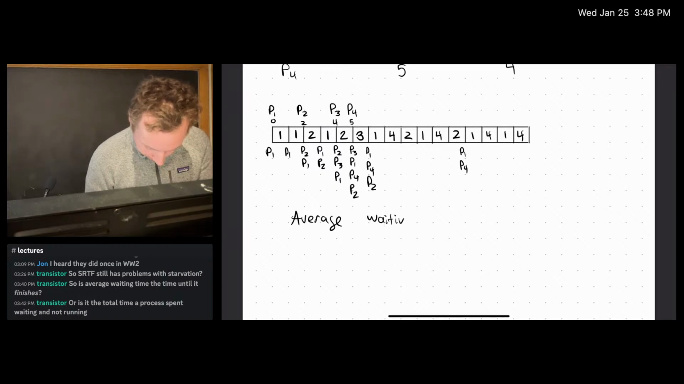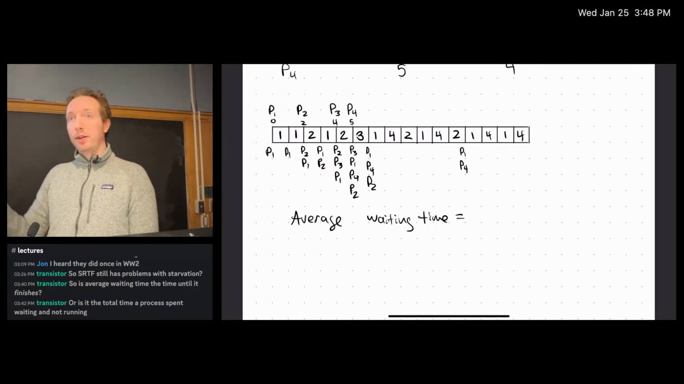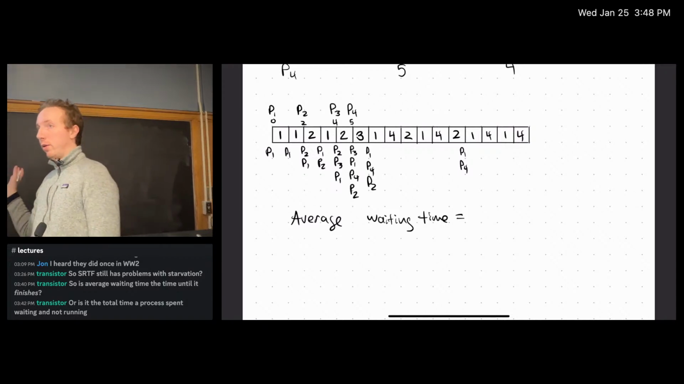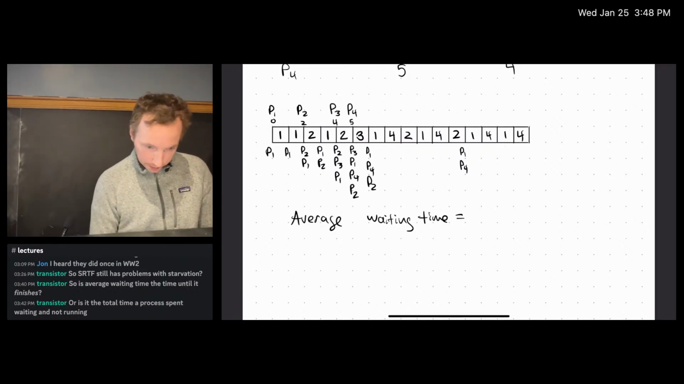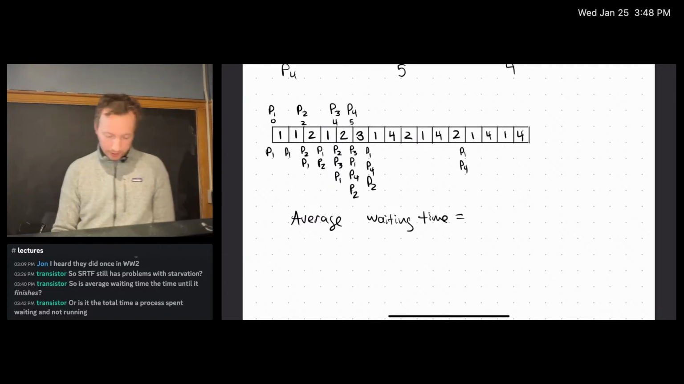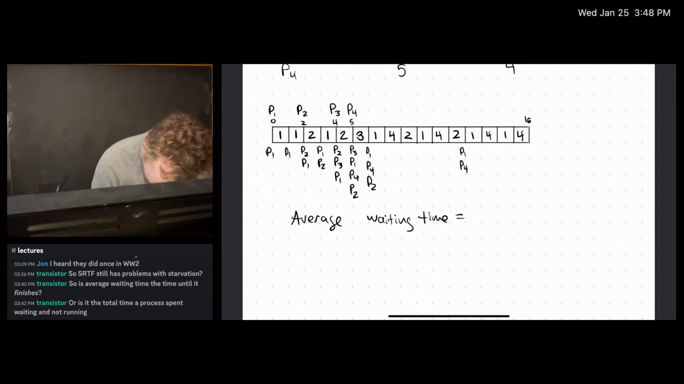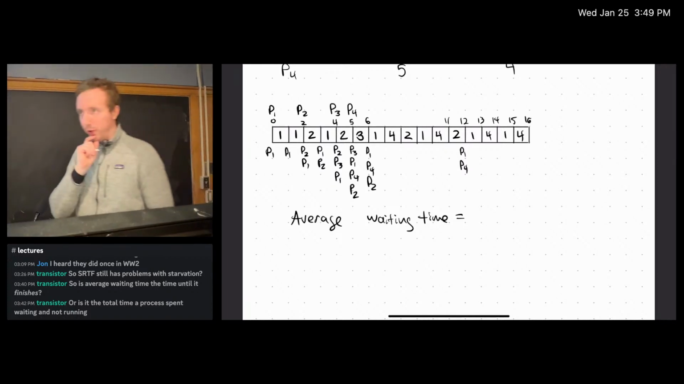So average waiting time, again, like the question: we count every process from when it starts executing to when it's done. How long was it waiting around doing nothing? And then divide that by however many processes there are. So process 1, how long was it waiting around for? Well, I should probably just do this again. 14. All right, that's all the important numbers.